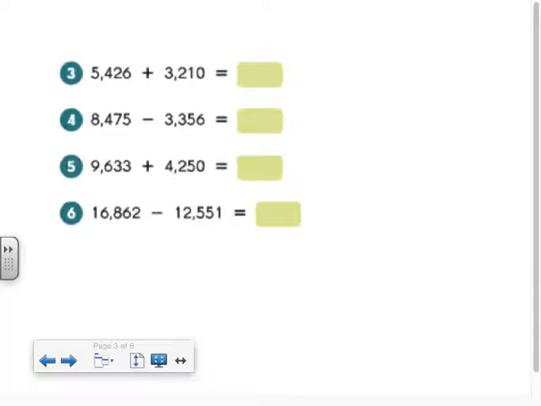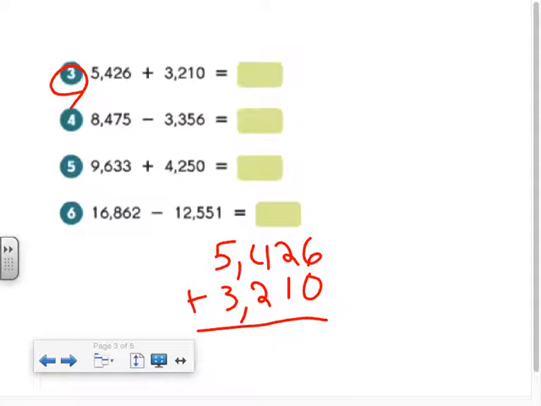All right, now you are going to be asked to add and check for reasonableness. So for these, you actually have to do both. You actually have to solve and you actually have to estimate to check. So if I do number 3, I would rewrite it up and down, and I would keep my place values in line, and I would actually solve first. So 6 plus 0 is 6, 2 plus 1 is 3, 4 plus 2 is 6, 5 plus 3 is 8, and I get that number.